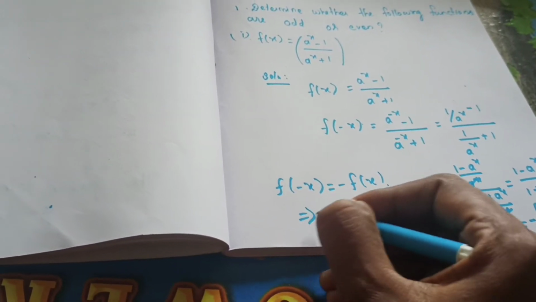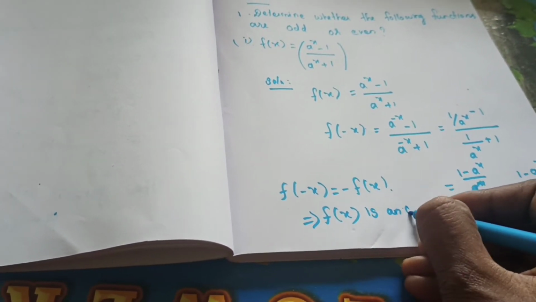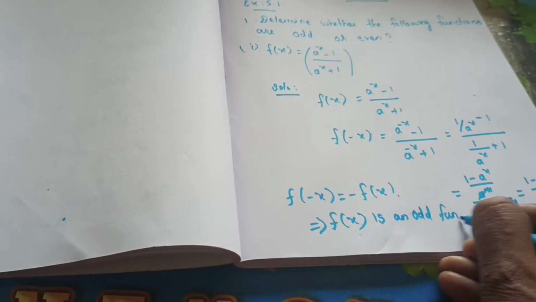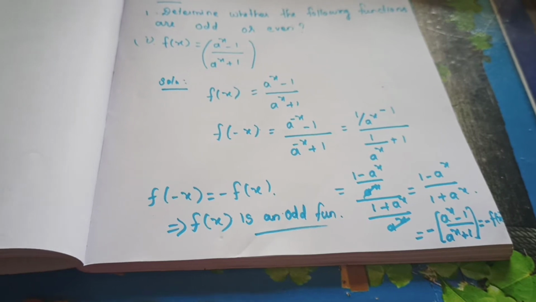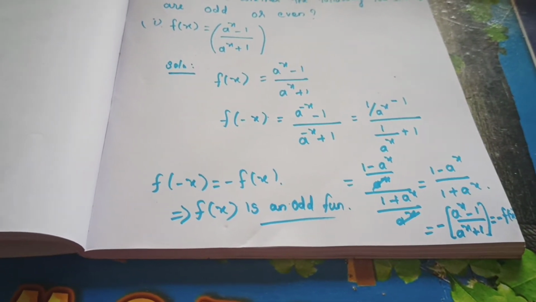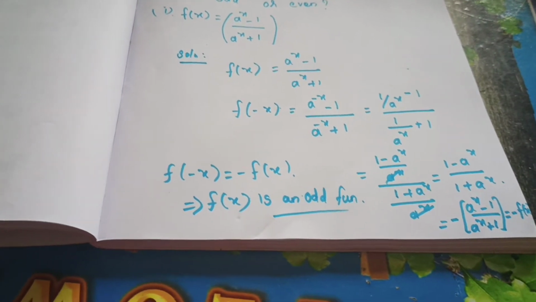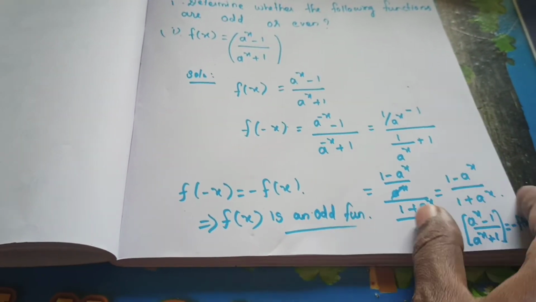So f of x is an odd function or even function? F of x is an odd function. Understand? So how will you check whether it is an odd or even function? F of minus x you will find. So when you are getting minus f of x, it means it's an odd function. Even function means f of minus x you will get f of x. Okay, so let's move to the next question.